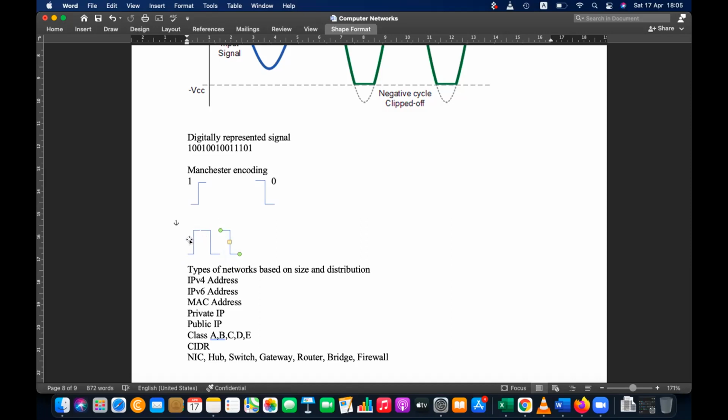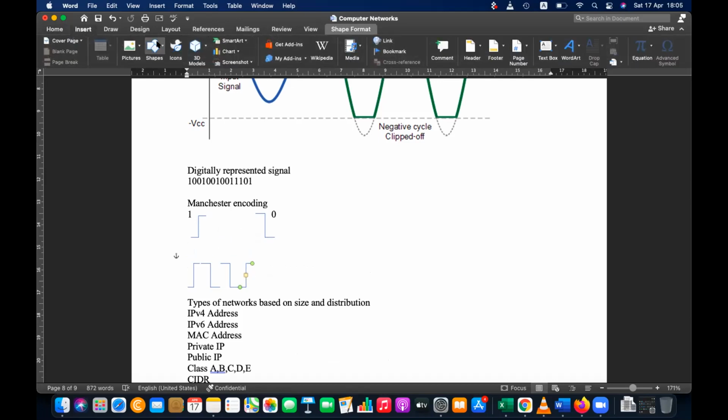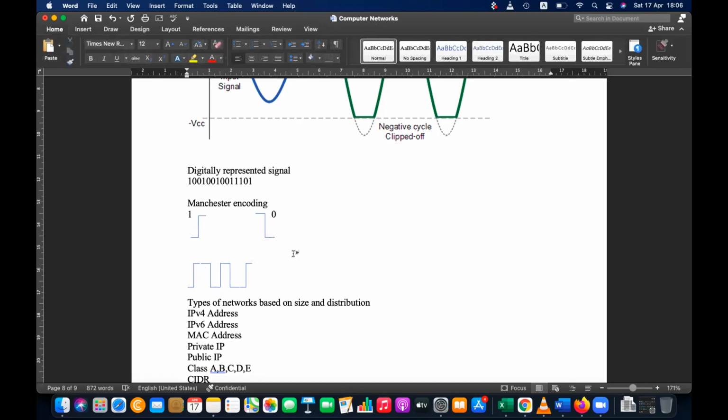Then you have the high part again, so you just use this one to show the high signal. And these two low parts you can just interconnect, like this. This low and this low together you can interconnect. So this is the first part: 1 and 0, again 0, and then 1. This is how you encode using Manchester encoding. This is only one method.